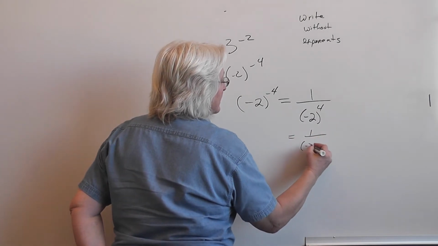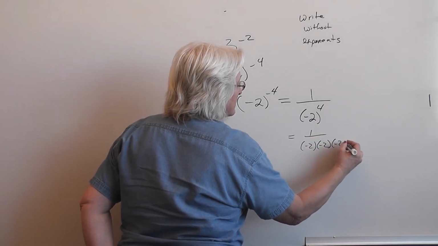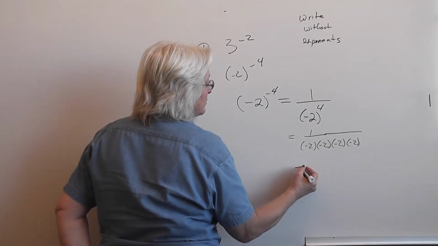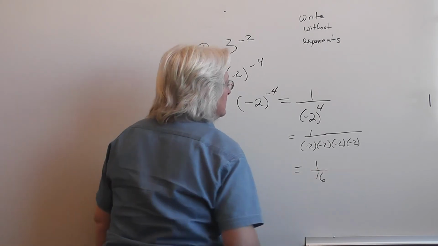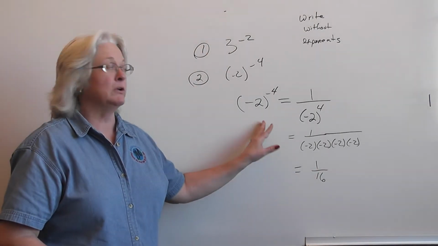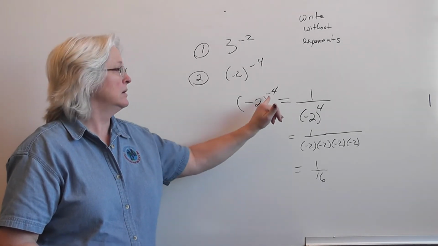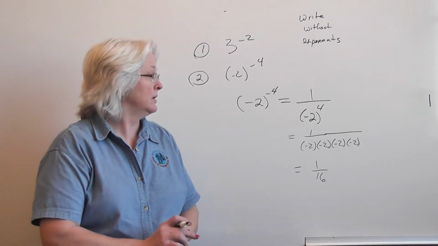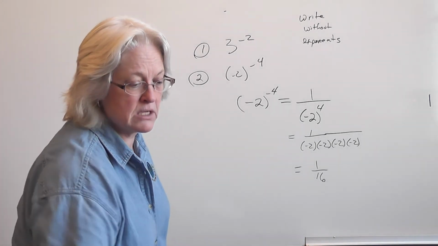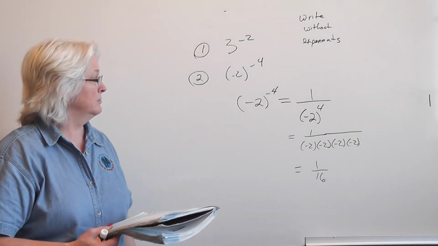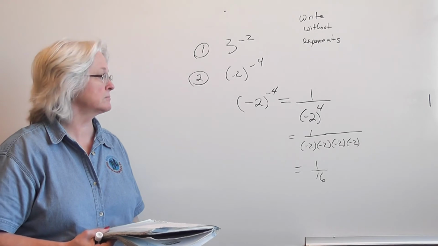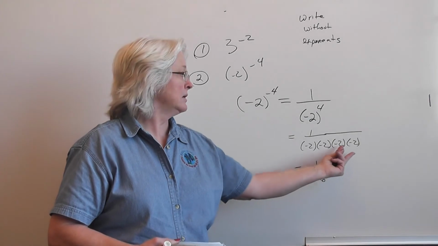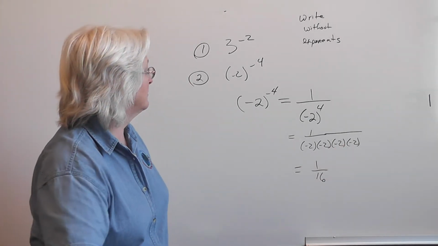That's 1 over negative 2 times negative 2 times negative 2 times negative 2. 2 times 2 is 4, times 2 is 8, times 2 is 16. Negative 2 in parentheses to the negative 4 is the same as 1/16. Now look at that, consider that, see that it makes sense to you. Okay? Even negatives, negative times negative is positive, negative times negative is positive.